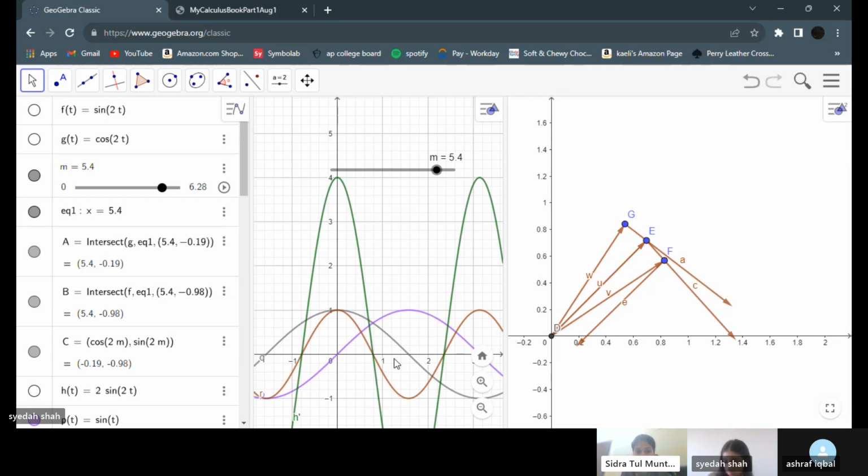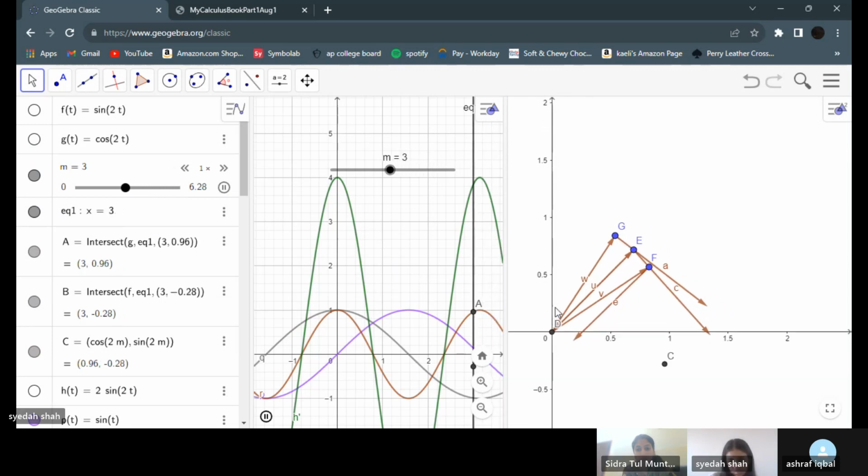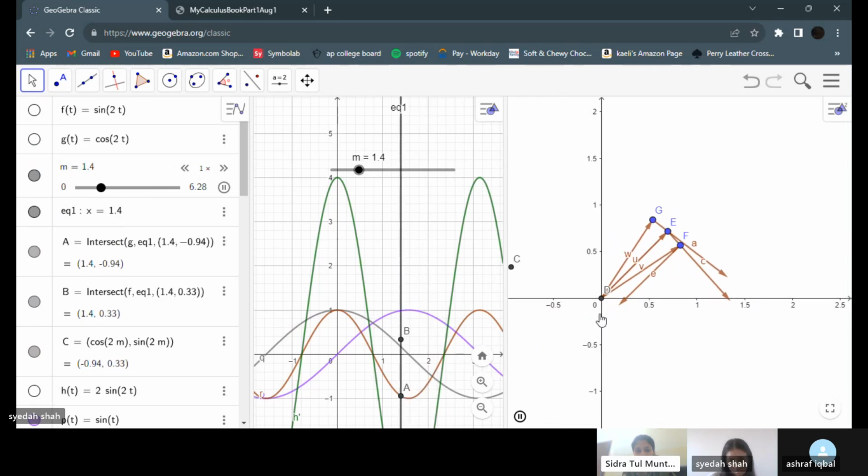Now you have changed the frequency from 1 to 2. Now you have cos of 2m and sine of 2m. So now you can make a circle with this frequency if you just move the slider, play the slider. First zoom out. Setting graphics.